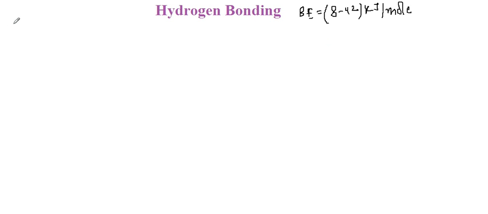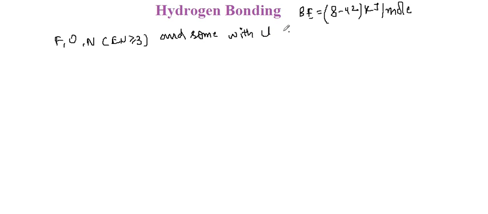So it is shown by the molecule in which a hydrogen atom is directly attached with a more electronegative atom like fluorine, oxygen, nitrogen, where electronegativity is greater than or equal to 3. And sometimes with chlorine, and with sp hybrid carbon atom.